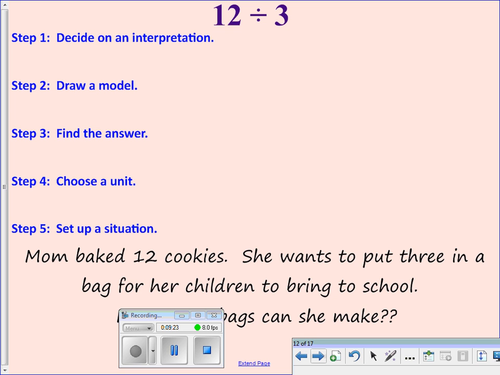Let's practice with the one that we just did so that we know how to do our own. So let's break down the word problem we just did so we can see how it was created so then we can create our own. So 12 divided by 3. Our interpretation, we said today we were going to use measurement. And there's really no right or wrong answer here. Yes, you're writing this down in your notes.